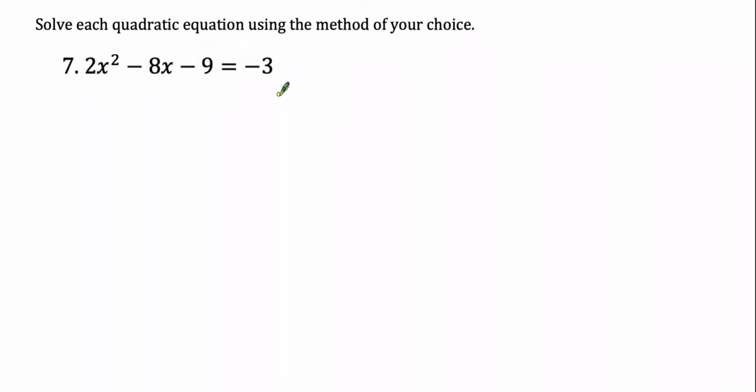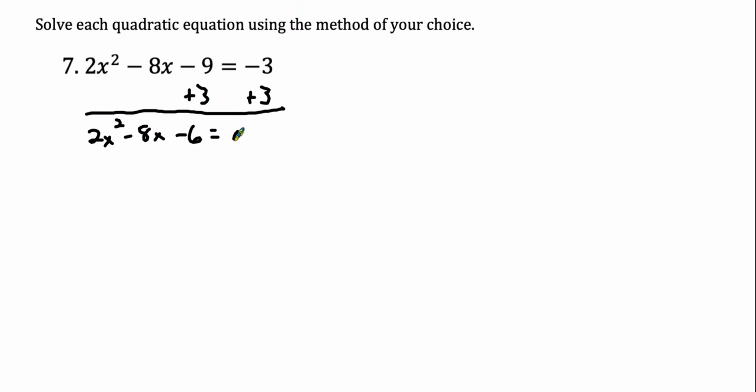On number 7, I need to start by getting everything on one side equal to 0, right? So I need to get my constant values together first. So I will add the 3 over and get 2x squared minus 8x minus 6 equals 0. Now, I notice that everything on the left side is divisible by 2. So to make this problem easier, I'm going to go ahead and divide both sides of my equation by 2. Whenever we recognize that, that's going to make the problem a lot easier.